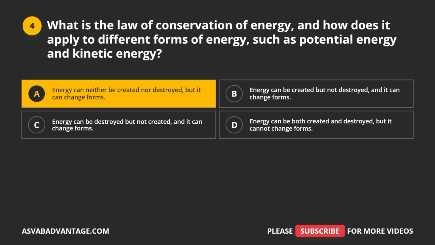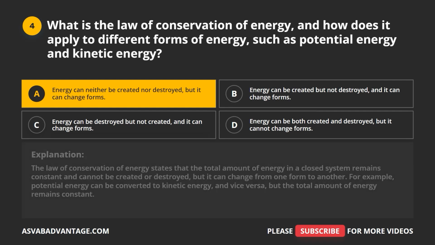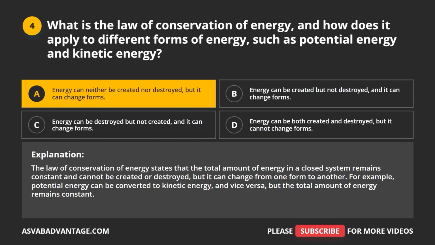Energy can neither be created nor destroyed, but it can change forms. The law of conservation of energy states that the total amount of energy in a closed system remains constant and cannot be created or destroyed, but it can change from one form to another. For example, potential energy can be converted to kinetic energy and vice versa, but the total amount of energy remains constant.